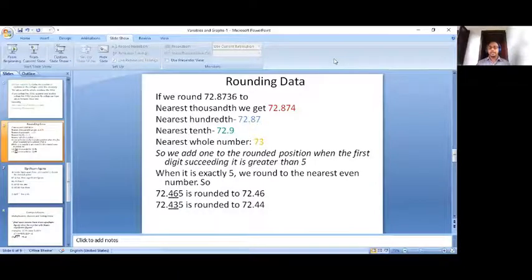What we have done is, we add 1 to the rounded position when the first digit succeeding it is greater than 5. When it is exactly 5, we round to the nearest even number. So 72.465 is rounded to 72.46, not 72.47, whereas 72.435 is rounded to 72.44.